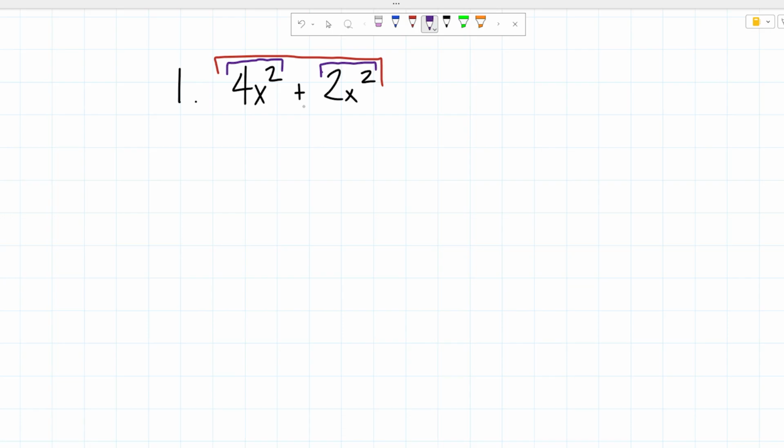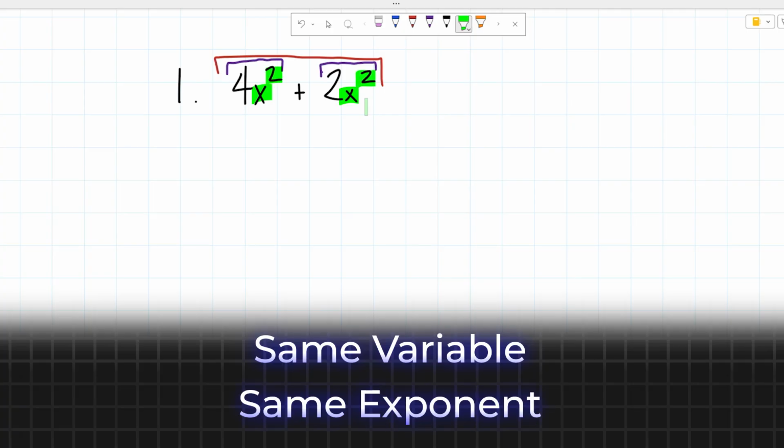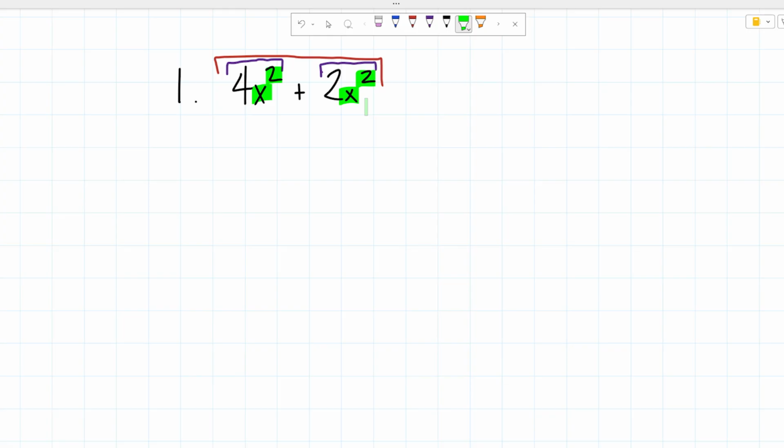So what makes something like? We need to have the same variable, which is the letter, and we also need to have the same exponent, which is that small number above the variable. It can't just be one or the other. It's got to be both of them. So for terms to be alike, they need to have the same variable and the same exponent. In the first term we have x squared, and in the second term we also have x squared. That satisfies both needs, so we're able to combine these terms.